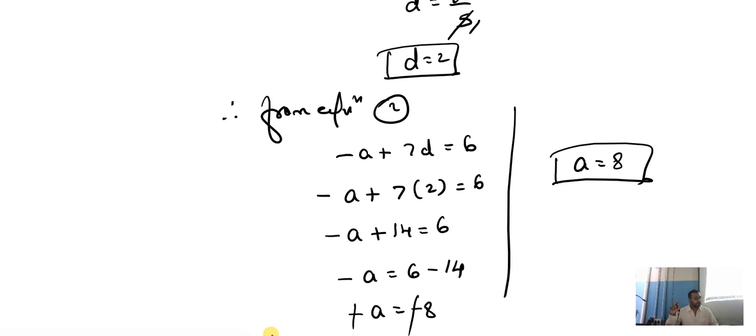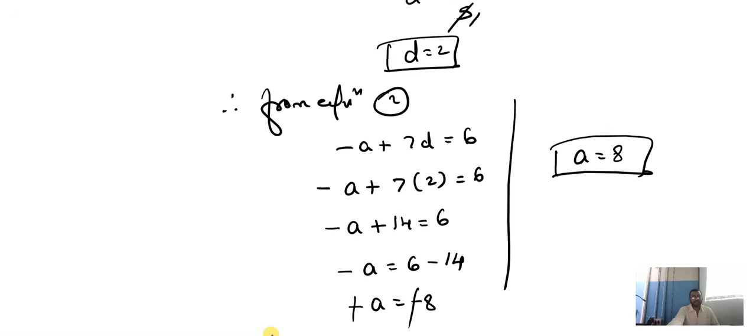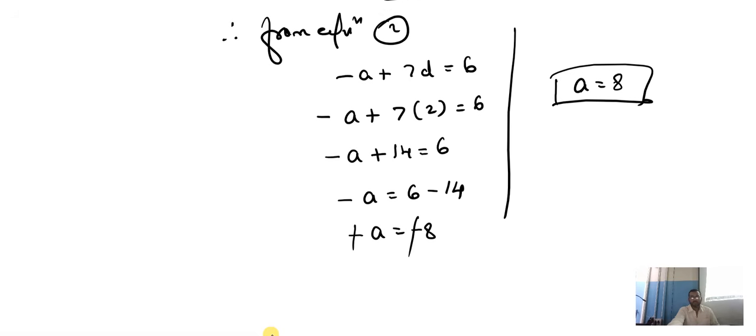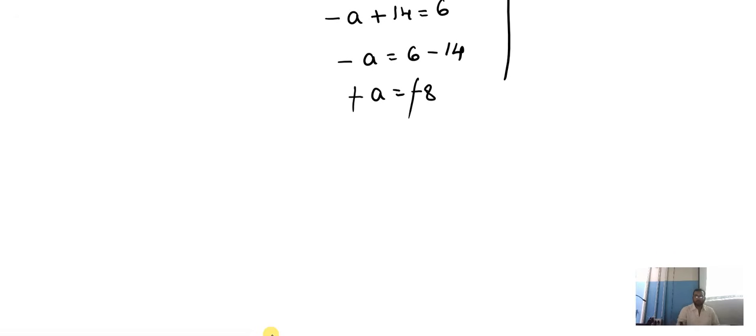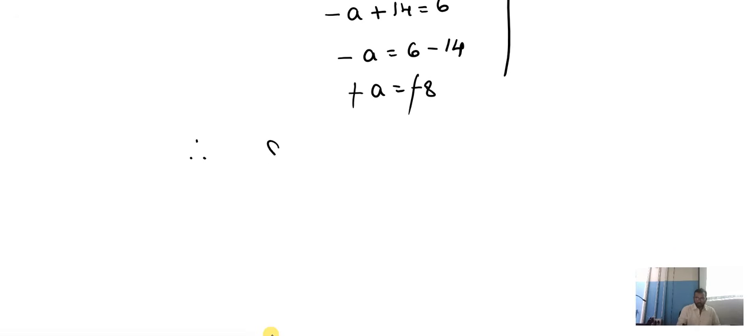Now what is the question asked here? Find how many terms of the progression make the sum 540. Correct? So we need n. We need to find n. So shall we apply the Sn formula here? We are going to apply the Sn formula. Therefore, Sn is equal to n by 2 into 2a plus n minus 1 into d.